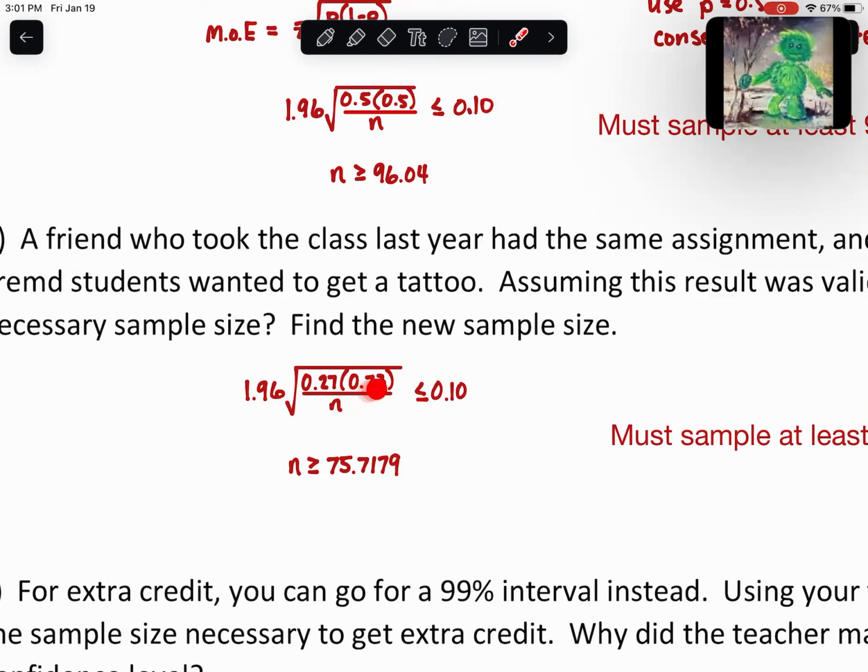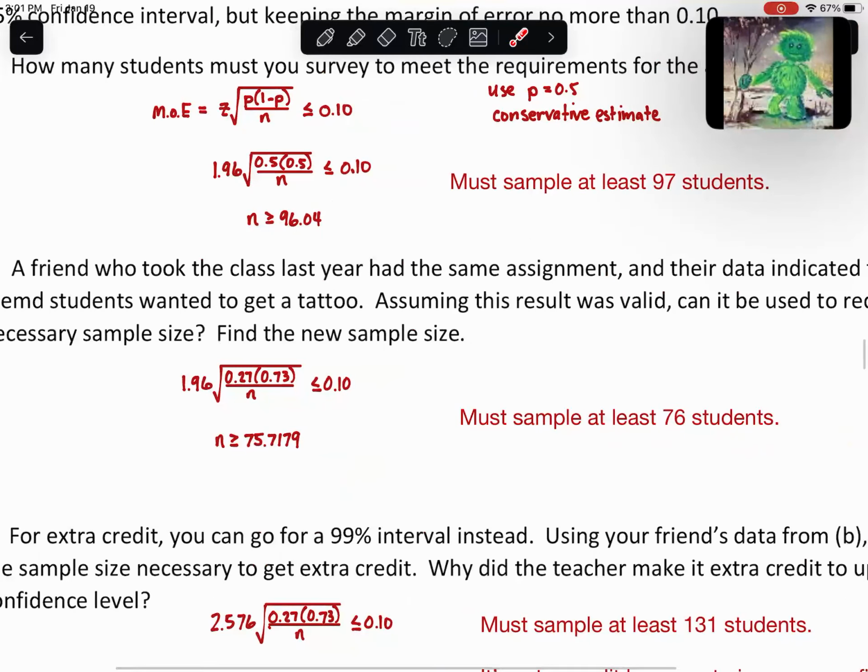The 1 minus p-hat becomes 0.73. Go through the same algebra again. You get n now greater than or equal to 75.7. We round up to 76.